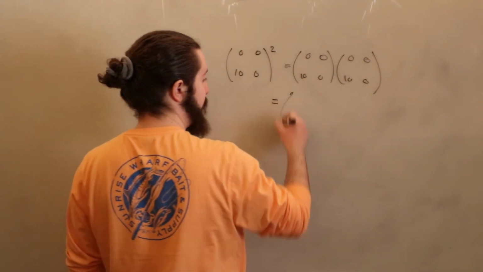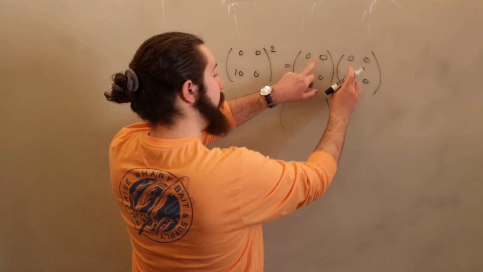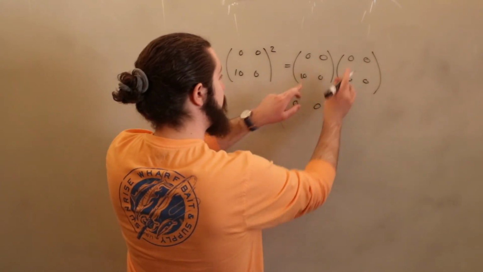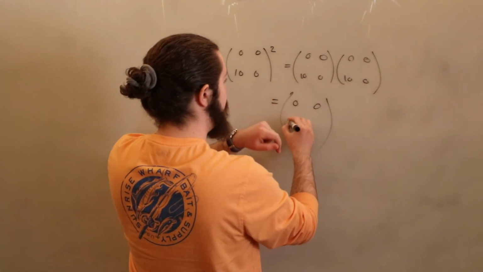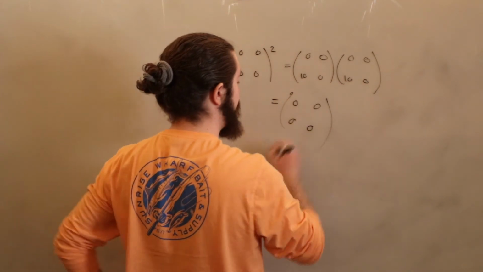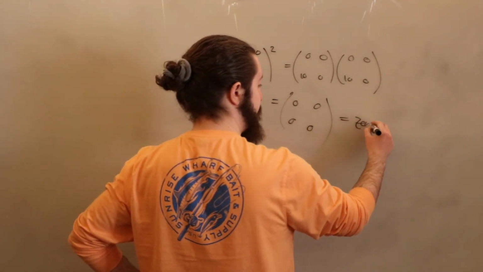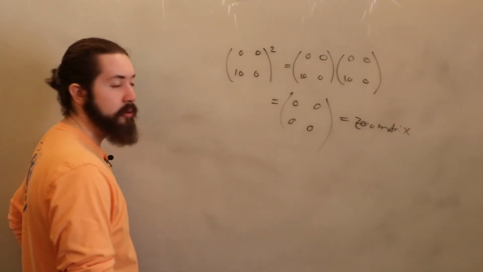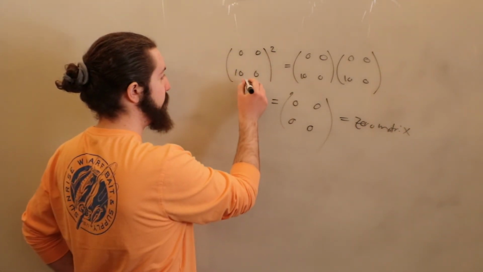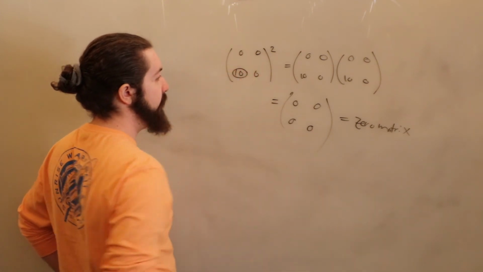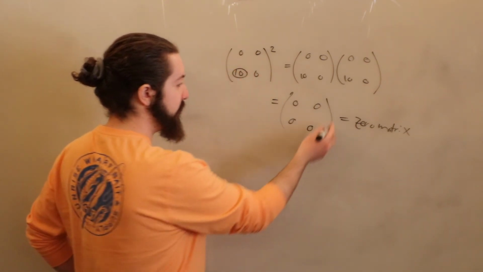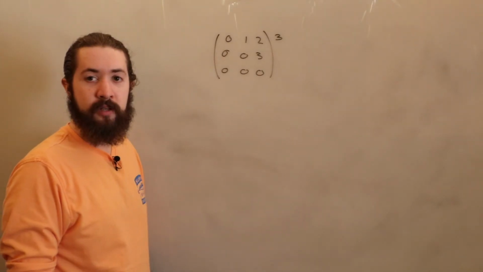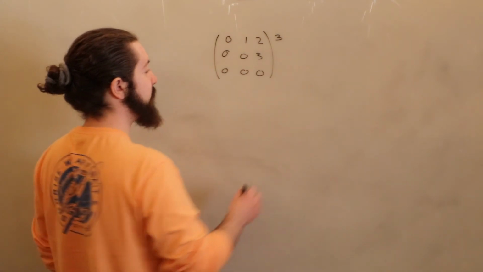All right, let's multiply that out. 0 plus 0 times 10 is 0. 0 plus 0. 0 plus 0. 0 plus 0 equals the zero matrix. This is interesting. So we have a matrix here with a non-zero entry which squares to the zero matrix. Let's try this again with another. We're going to take the cube of this matrix.